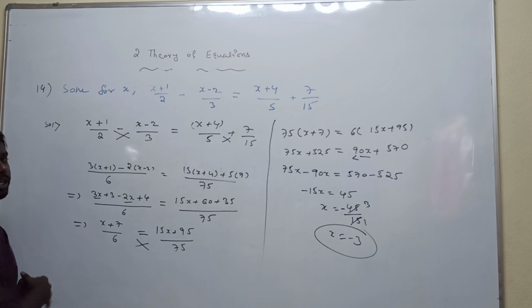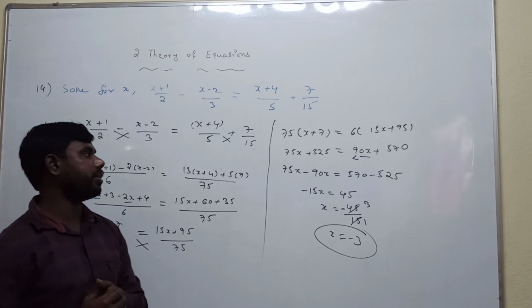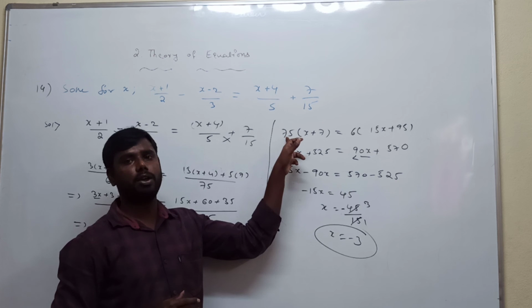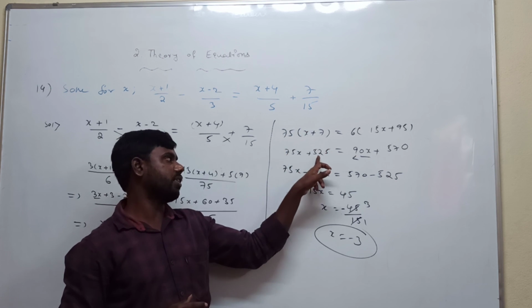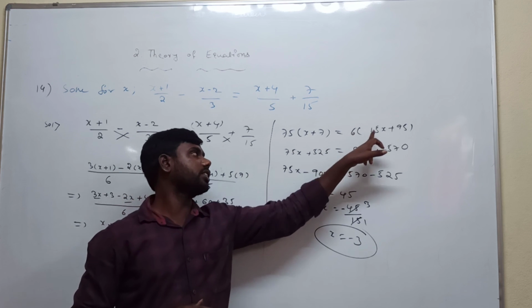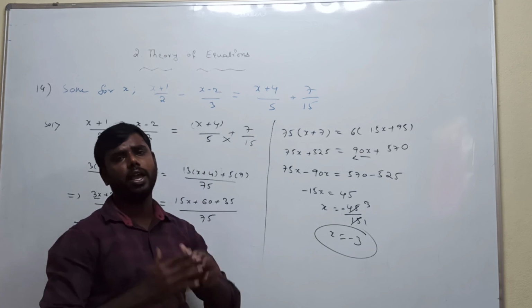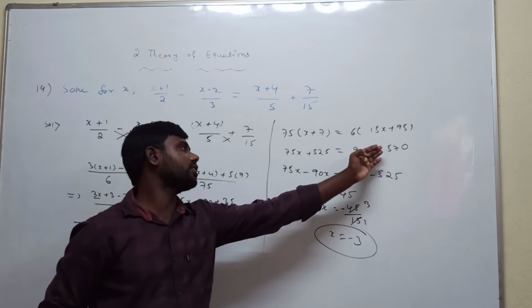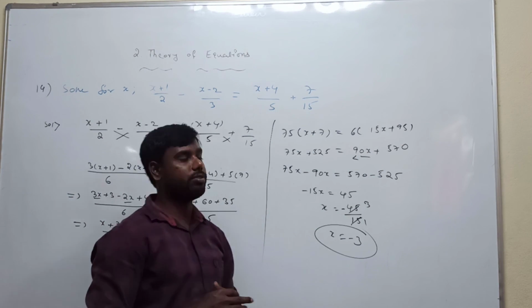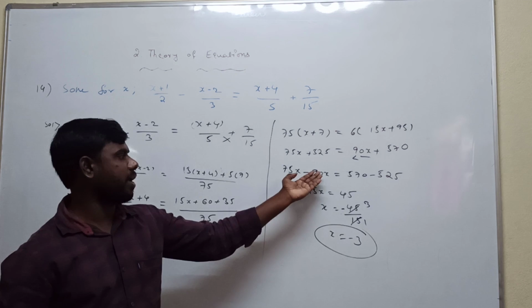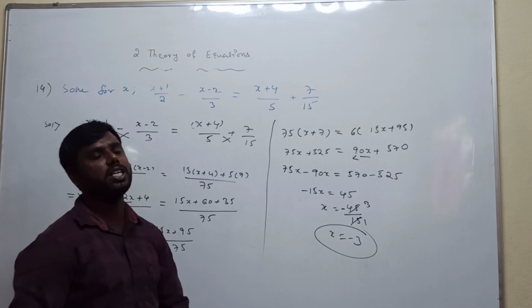After that cross multiplication we get x plus 7 into 75 is equal to 6 into 15x plus 95. Multiply each side: 75x plus 75 into 7 is 525 is equal to 6 into 15x is 90x plus 6 into 95 is 570. After that, the x variable we take to the left hand side: 90x goes to this side as minus 90x, and 525 goes to that side as minus 525. 75x minus 90x is minus 15x, equal to 570 minus 525 is 45.